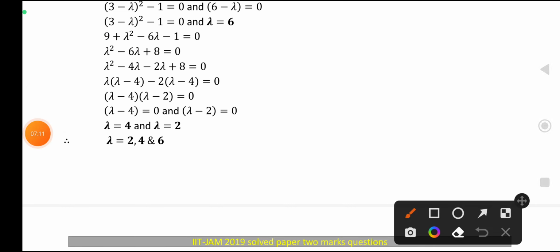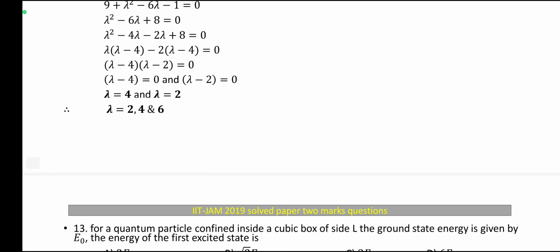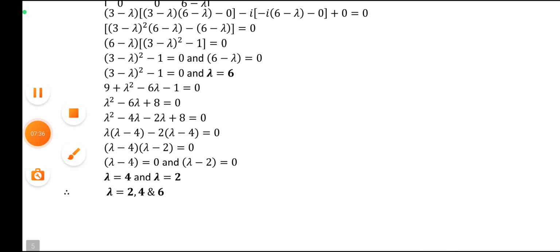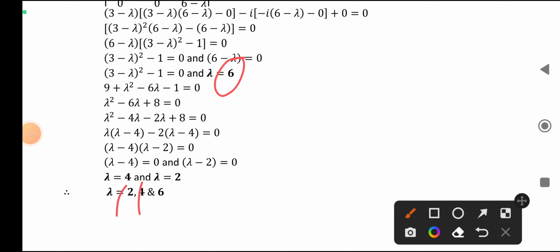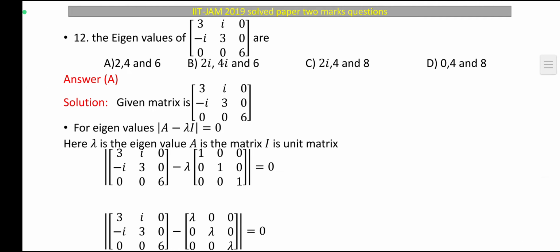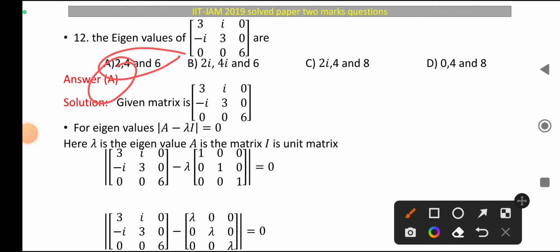Okay, so like this we have separated, and take lambda common here and 2 common here, then you can get it like this. And here the common factor is lambda minus 4, so take it outside. See, their product is 0, so this is 0 and this is 0, and from this you can get lambda equals 2 and lambda equals 4, and 6 we already got above. So 2, 4, 6 is the answer. Where is that 2, 4, 6? 2, 4, 6 is here, so our option is A.